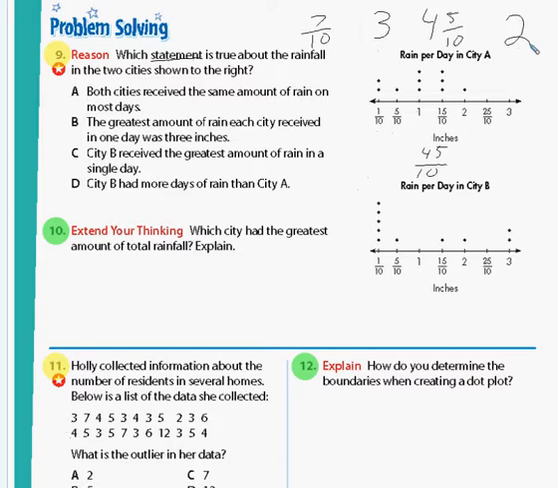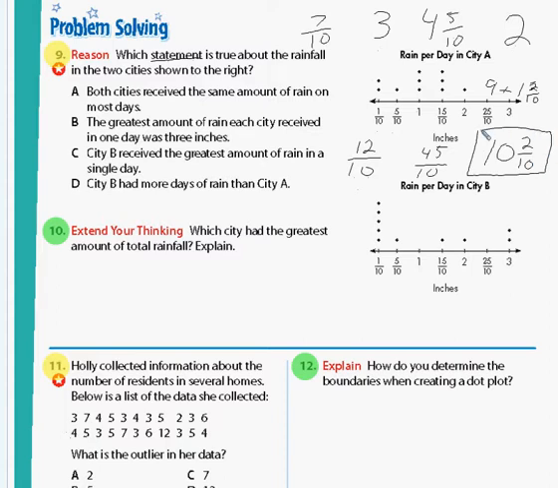Okay, so the first thing I'll do is add up my whole numbers. 2 and 4 is 6, then plus 3, that's 9. So I got 9 inches with all my whole numbers. And then I add 7 tenths and 5 tenths, which is 12 tenths. Let me put this down here so I don't get confused. 12 tenths is the same thing as 1 and 2 tenths. So 9 plus 1 and 2 tenths equals 10 and 2 tenths. Okay, so City A was 10 and 2 tenths.